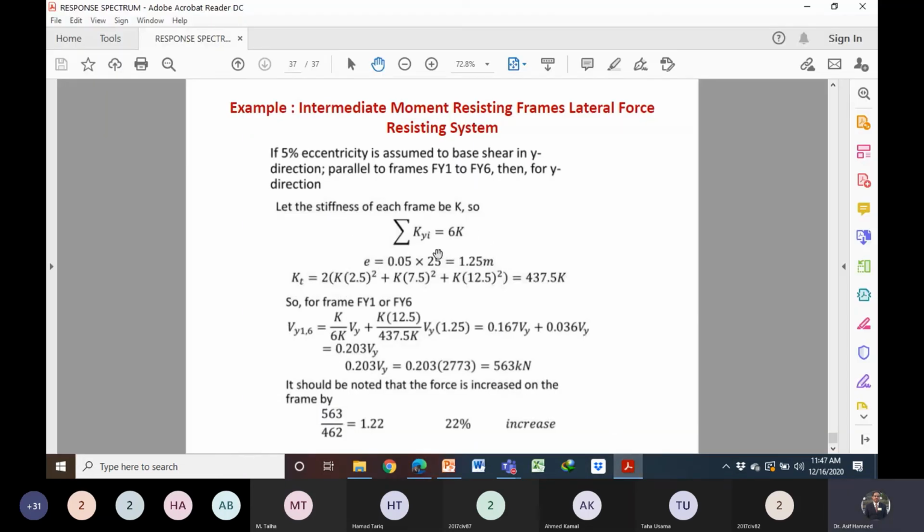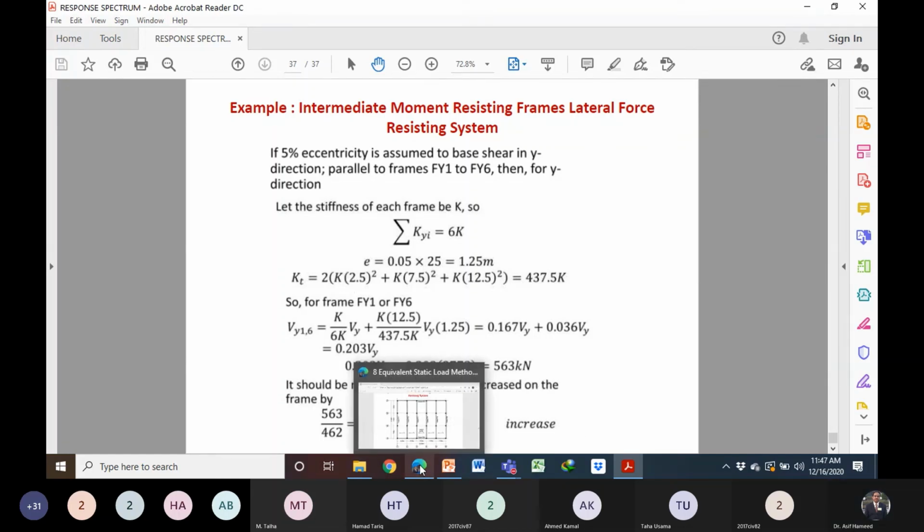Calculate the total stiffness. Again, the total stiffness will be equal to K plus K plus K, 6K. We have 6 frames, and the stiffness for each frame is the same. Eccentricity, total length is 25. The earthquake is at 5% eccentricity, so we can calculate the value of E, 1.25. And then calculate KT.